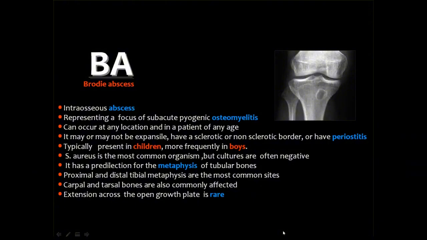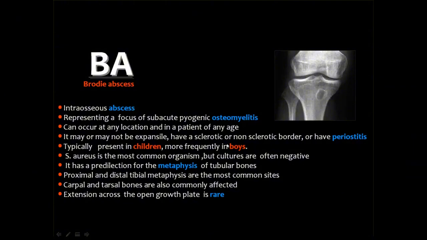Then we came to the Brodie abscess, which is an intraosseous abscess and may be a sequelae of subacute bacterial osteomyelitis. This abscess can occur at any location and any patient age, and it is usually non-expansile, but sometimes if it is present in a small bone, it may be expanding, and it may have a sclerotic or non-sclerotic margin, and may be associated with some localized periosteal reaction.